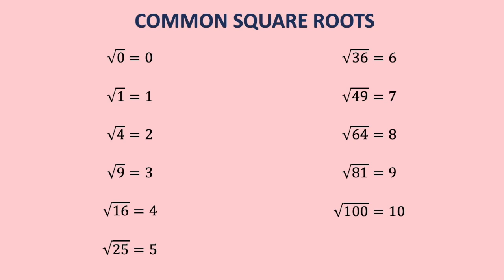You can screenshot the screen at this point of the video if you want to practice these. So the square root of 0 is 0, square root of 1 is 1, square root of 4 is 2, square root of 9 is 3, square root of 16 is 4, square root of 25 is 5, square root of 36 is 6, square root of 49 is 7, square root of 64 is 8, the square root of 81 is 9, and the square root of 100 is 10.